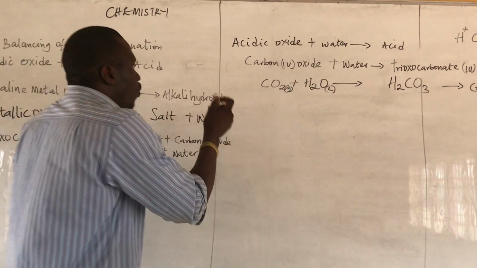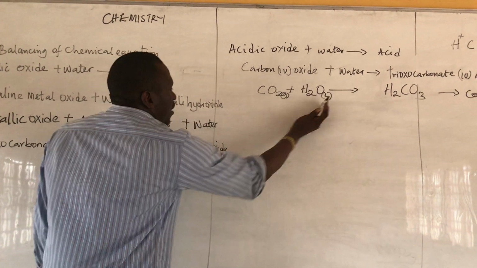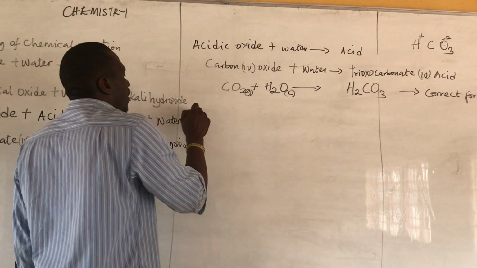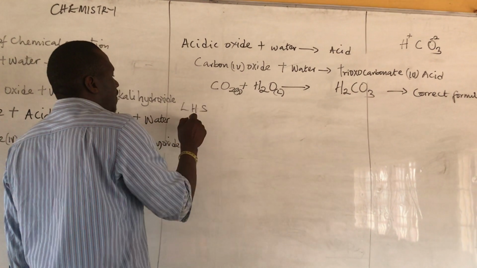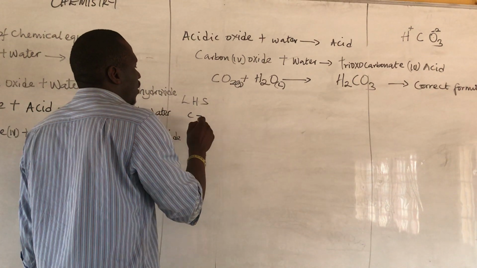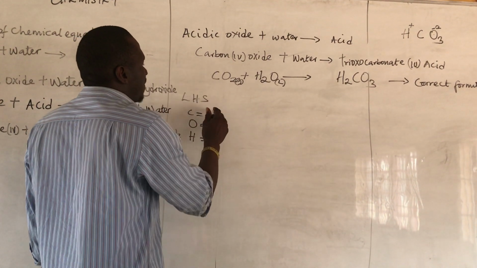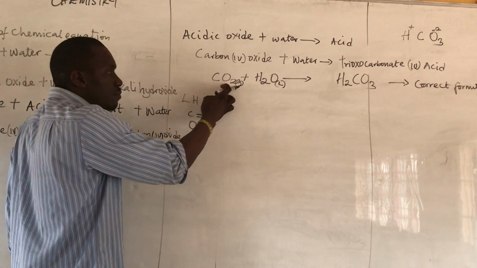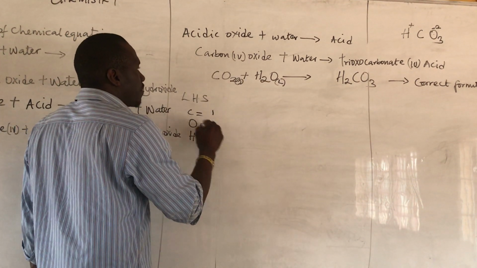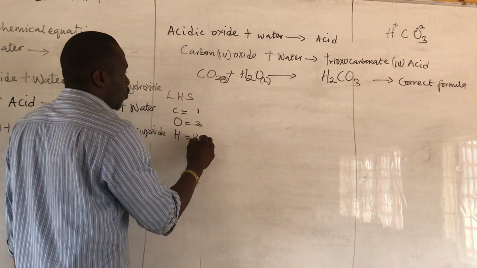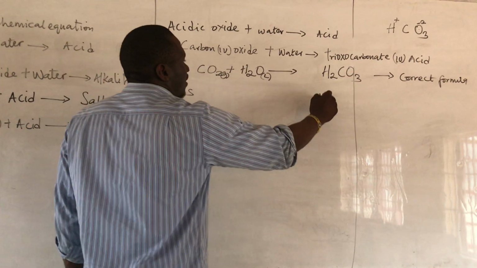Let's see. We do what is called atom count. This is the left side. This is the right hand side. On the left hand side, we have carbon, oxygen and hydrogen. How many carbons do we have here? 1. How many oxygens do we have here? 2 atoms plus 1, making 3. How many hydrogens do we have? 2.